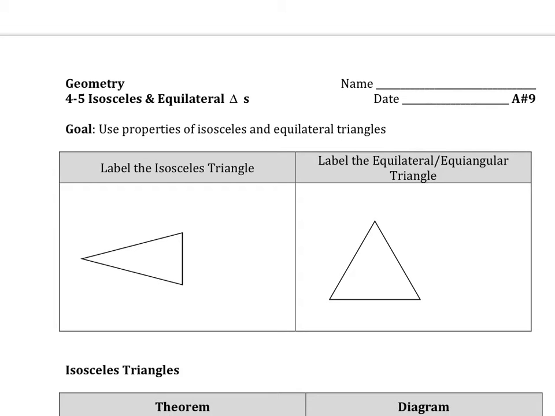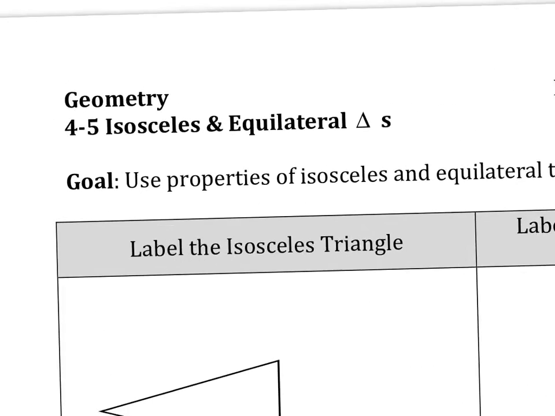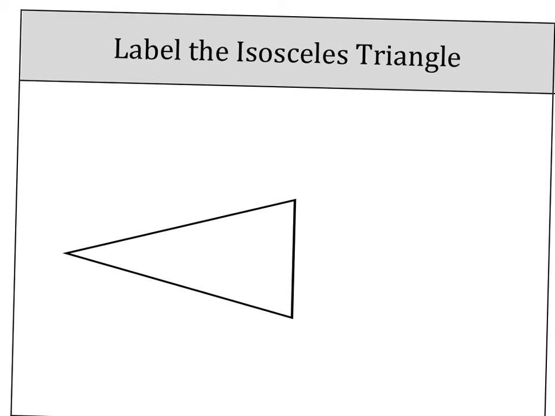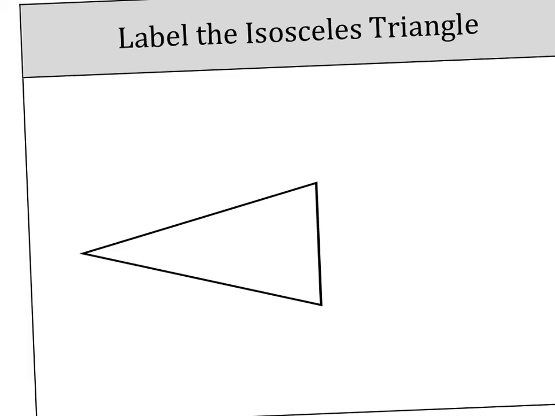What we want to attack, kill, destroy today is we are going to focus our attention on isosceles and equilateral triangles. We're going to use properties of isosceles and equilateral triangles. But first things first, just kidding. We're going to label this. This thing's called isosceles. So the first thing is that we have two sides that are congruent, at least.